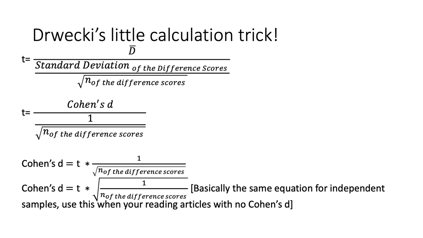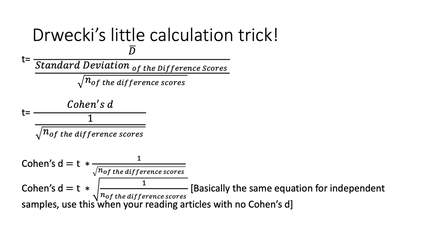Well, that again is Cohen's d divided by 1 over the square root of n, the number of difference scores. You can do my same calculation trick. We can see here that if I take t times 1 over the square root of n, that's going to equal Cohen's d. All I'm doing is taking both sides of this equation and multiplying them by 1 over the square root of n, right? T times 1 over the square root of n equals Cohen's d. So I just flipped it.